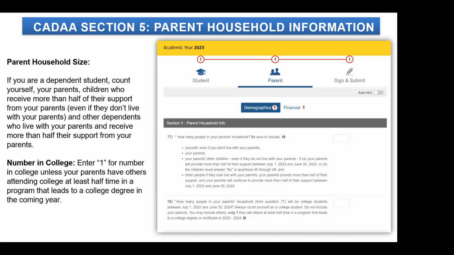The next question is going to be asking number in college. So you're going to enter the number of the people in college, unless there's someone else in the household, maybe another sibling or even the parents, if they're currently attending college. If not, if the student who is filling out the application is the only one that will be entering college, then the answer will be 1. And remember, if you ever have any questions, always click on that I icon. That will usually provide a little bit more definition, a little bit more information if you're unsure of how to answer the question.